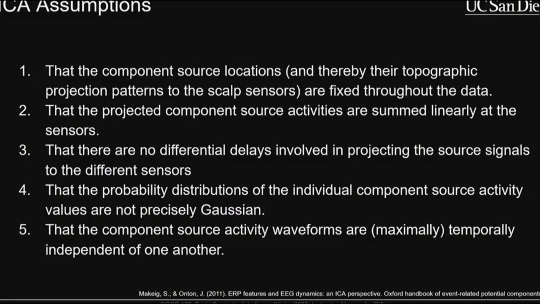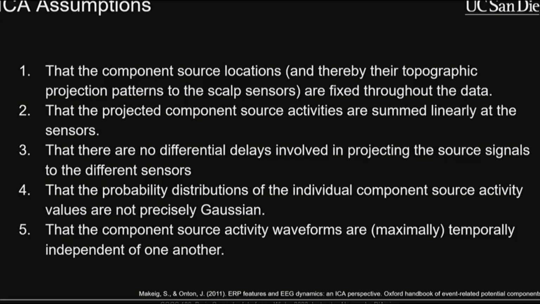So ICA does make 5 core assumptions. This is getting to the heart of what we talked about earlier today, which is you should only apply these algorithms if you understand what they're doing and what their assumptions are. The first one is that the component source locations are fixed throughout the data, which means that they're not moving, right? So if you have sensors that are moving, that would be a problem. Or if you mid-recording switch montages or something, that also wouldn't work.